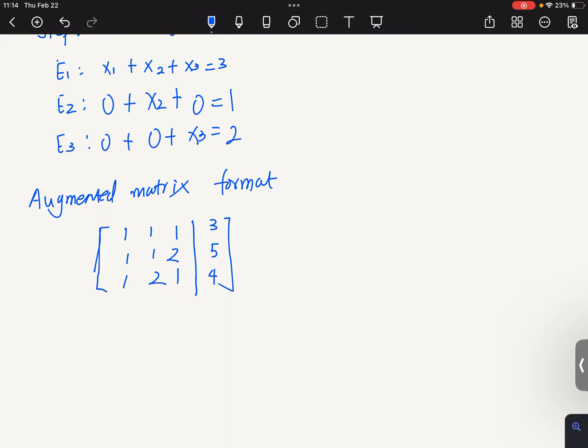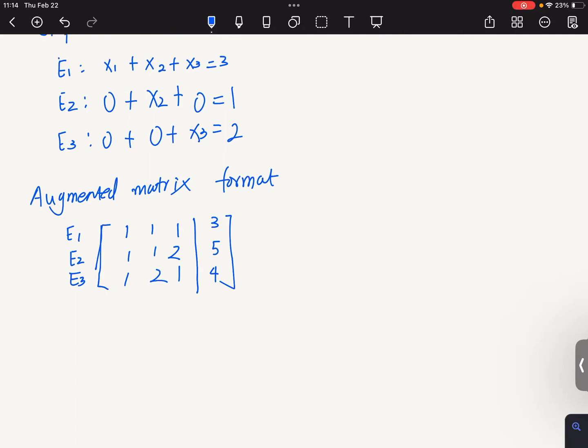I still use E1, E2, E3 to represent row 1, row 2, row 3. And what we did just now is we use E2, subtract E1, that is row 2 subtract row 1, and then replace the original row 2. And we also do this: row 3 subtract row 1, and then replace row 3.